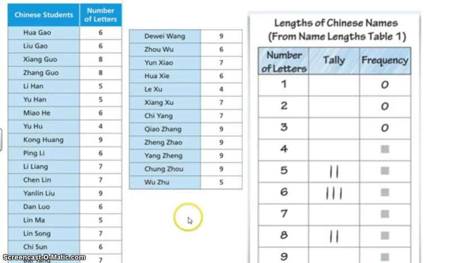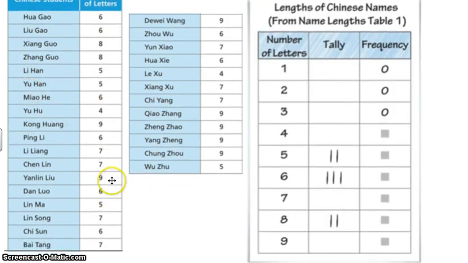So here's the list of the Chinese names, and here is the frequency table that they started. What I like to do when I make a frequency table is put a little check mark next to the numbers from the information as I go. It's a good way to make sure you don't get lost, especially when there are lots of different pieces of information in your data set, and it helps you go back and make sure that you included each part of the data set.